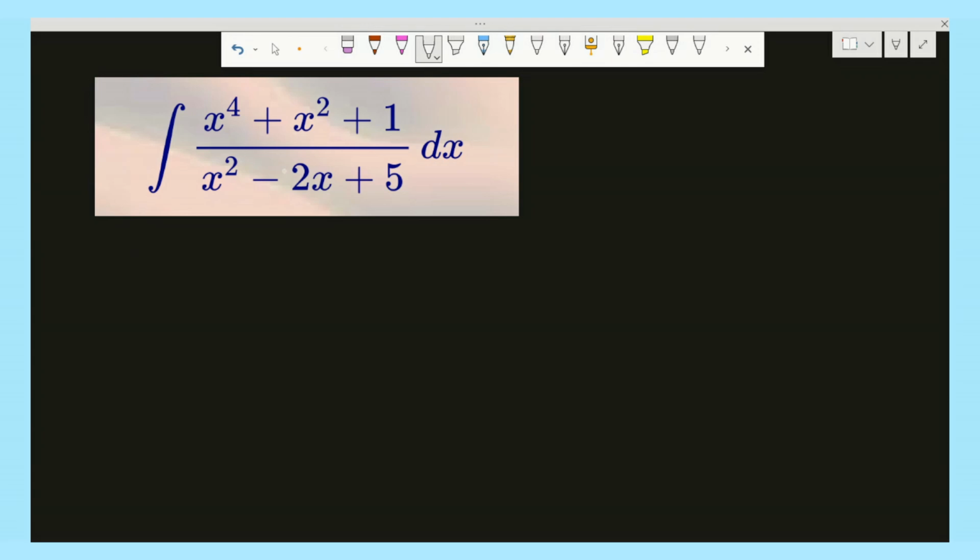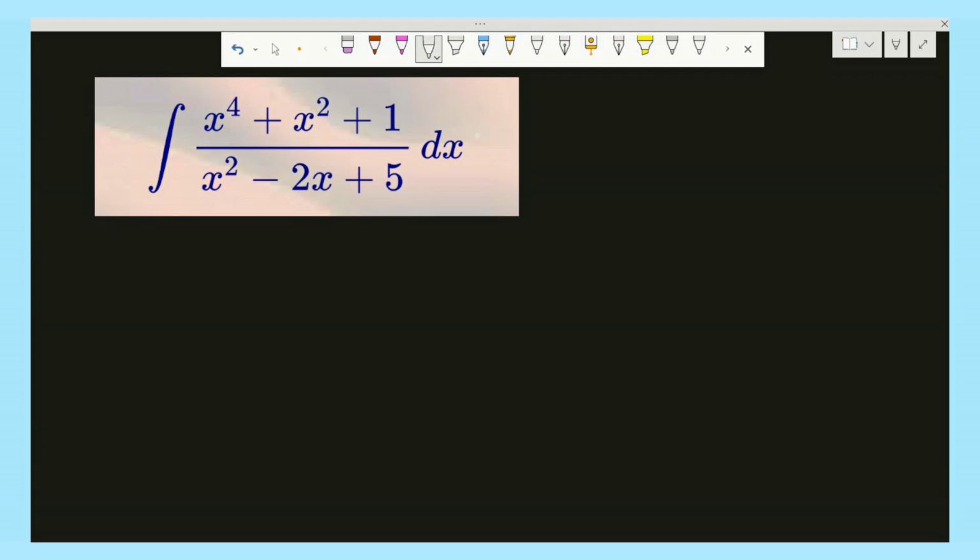Look at the integrand. Here it is a rational function. Numerator is x to the power 4 plus x square plus 1. Obviously this is a polynomial. Denominator is x square minus 2x plus 5. Obviously this is also a polynomial. But we will compare the degree of the polynomials.